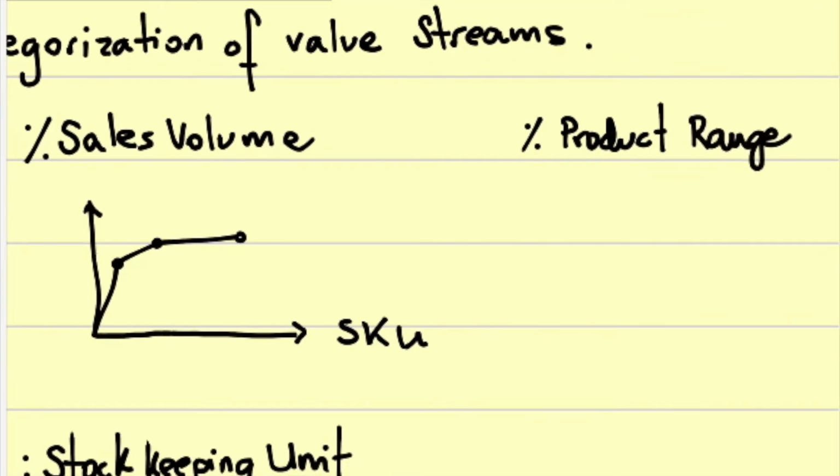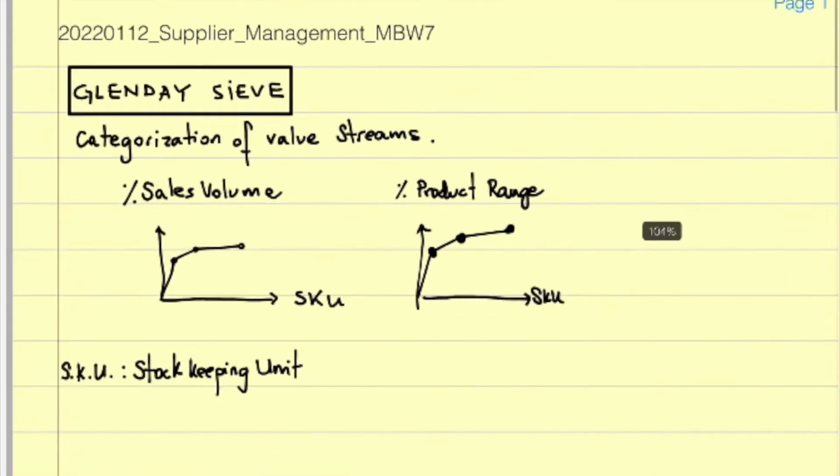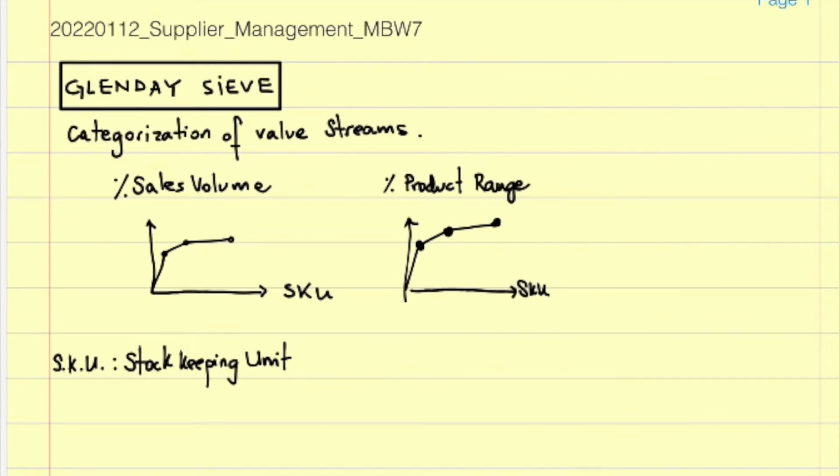Let's say we have 100 products in our portfolio. One class would be like 10% of those products, so we would take 10 products, okay? So we make another analysis, another Pareto, based on the product range percentage. We combine both, like maybe you remember the A, B, C, X, Y, Z analysis we did a while ago, and from there you get your categorization.